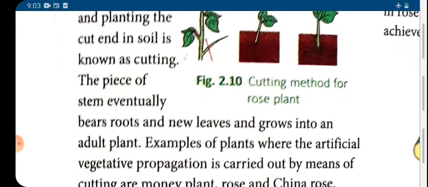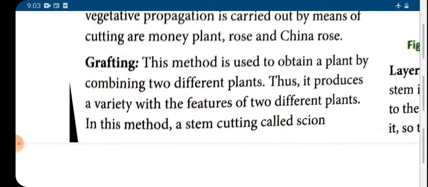So it's very simple. Next we have grafting. This method is used to obtain a plant by combining two different plants. In this process we take two different plants and combine them, thus it produces a variety. That's why we get a variety with the features of two different plants. So the new young ones that come after it will have the characters of both plants.